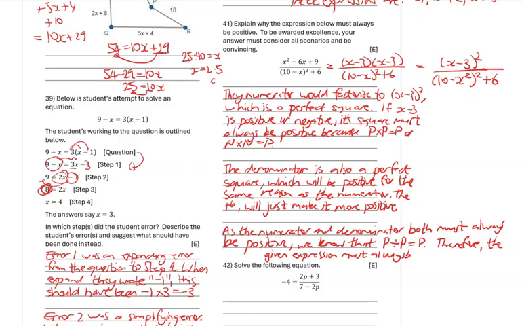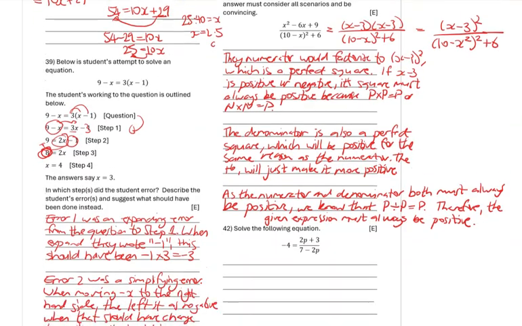gosh, very messy handwriting here, must always be positive. Oh geez, I don't know what's happened. Must always, there we go, be positive. Okay, so that wraps up 41. You needed to have a really good summary. You did need to very clearly say the numerator and denominator must always be positive, and positive divided by positive is positive. So if you said something to that effect, you would have got your full marks.